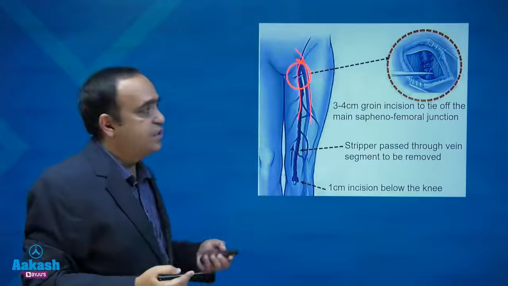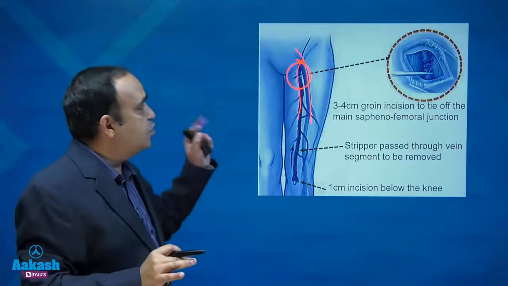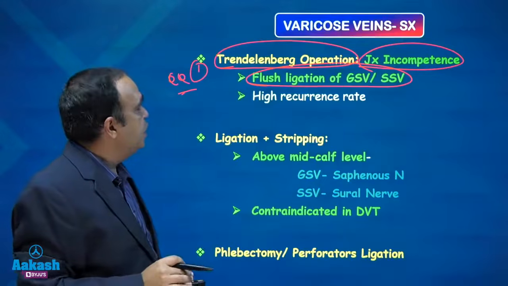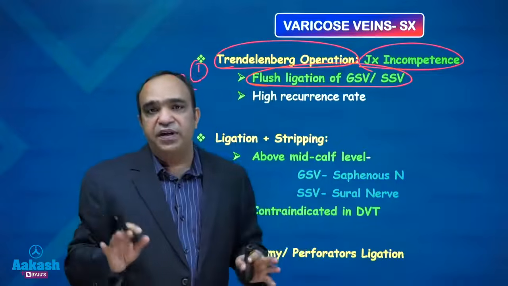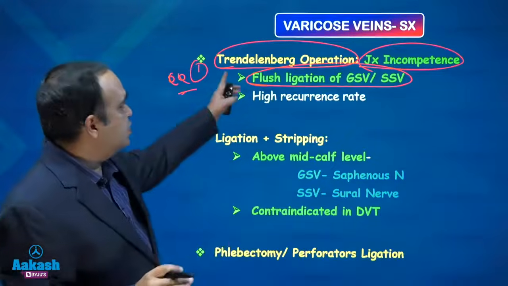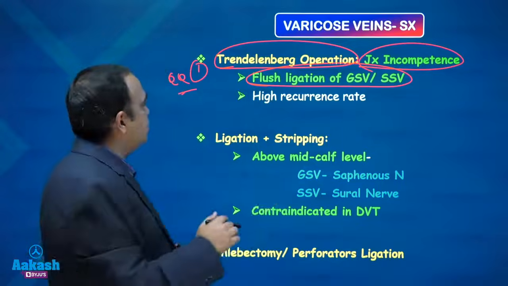And then divide it. So just ligating and dividing it at the junction is called Trendelenburg operation. But just the ligation alone is not sufficient. There will be a very high rate of recurrence. So this operation is not useful in today's scenario.